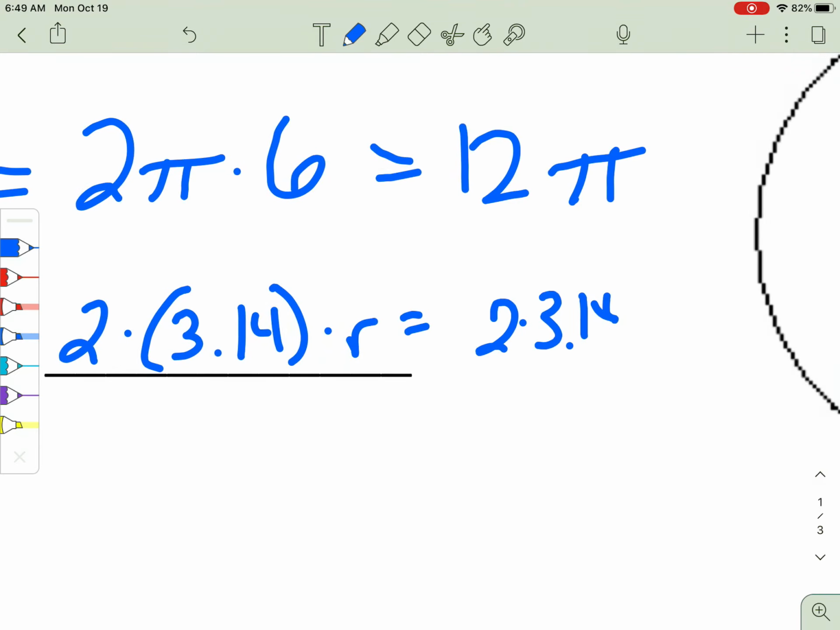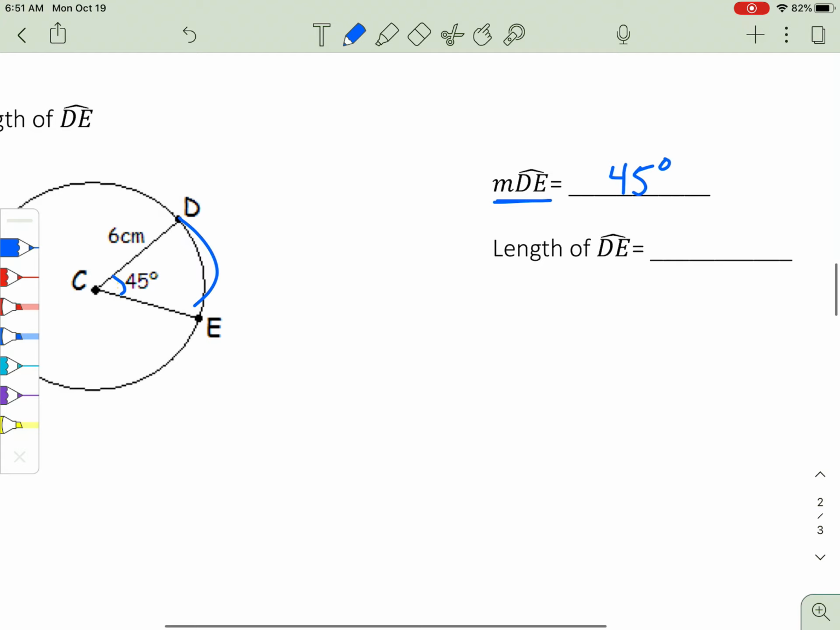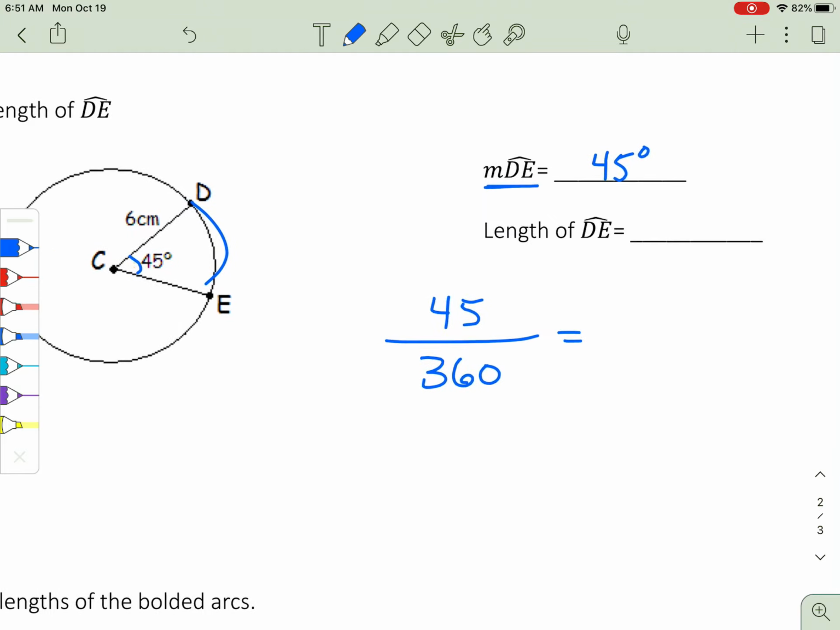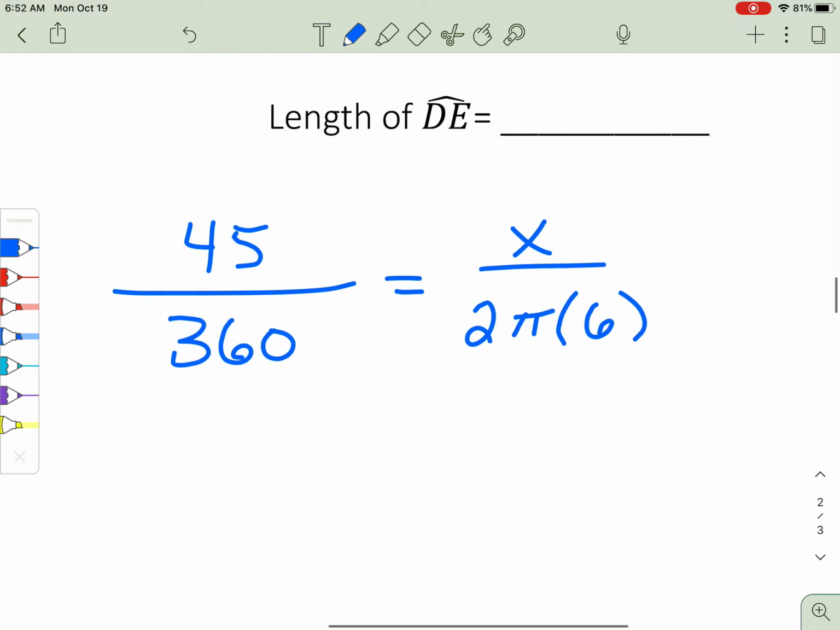Example number 1: find the length of arc DE. The measure of DE, remember, is the same as the central angle, so this one's pretty easy, it's 45 degrees. But then for the length of DE, the arc length, we say: what's the measure? It's 45. How many degrees are in a full circle? 360. What are we looking for? The arc length, which is on top. And then 2 times pi times the radius is on the bottom, which is 6. In this case, it doesn't say approximate or exact, so we're just going to round it.